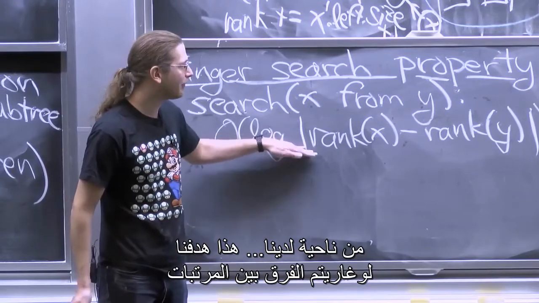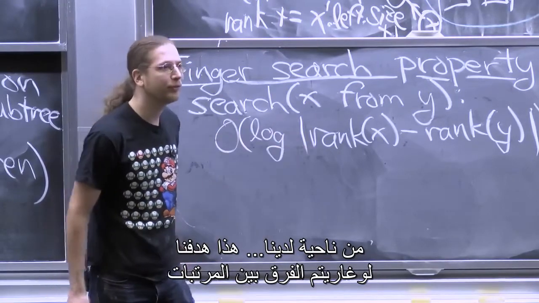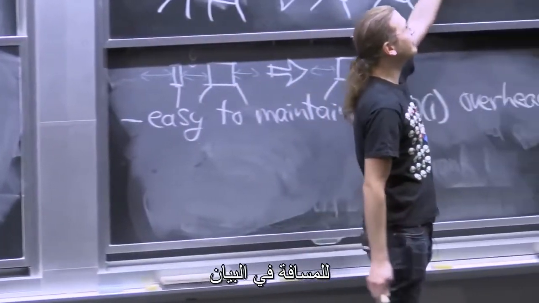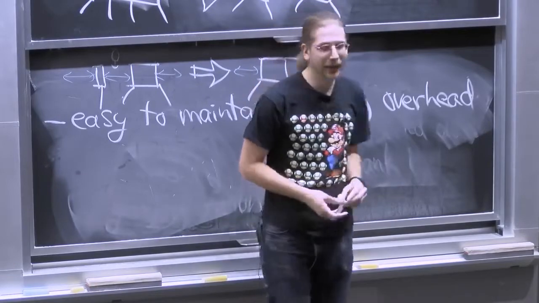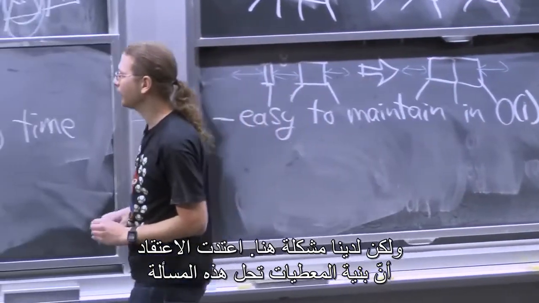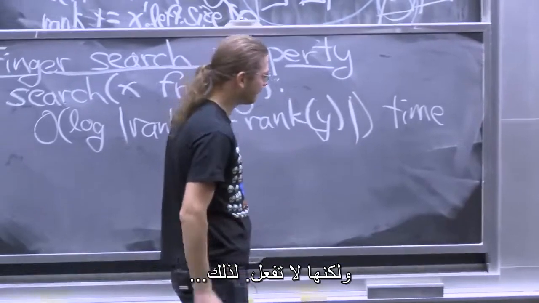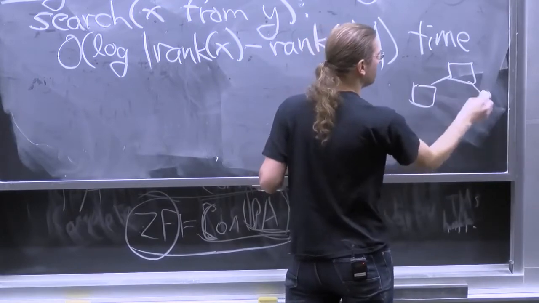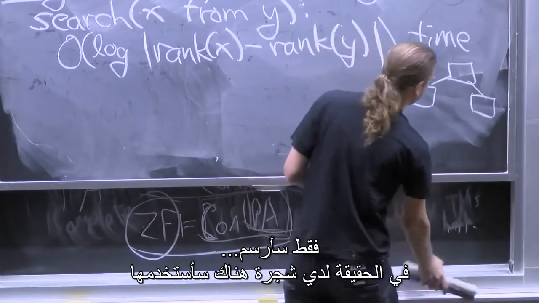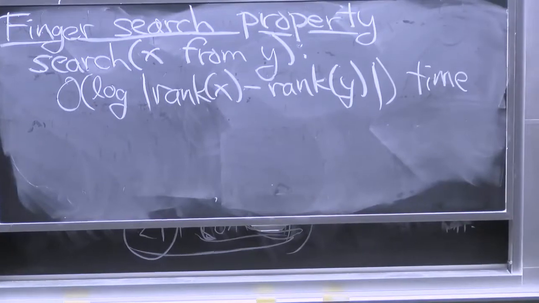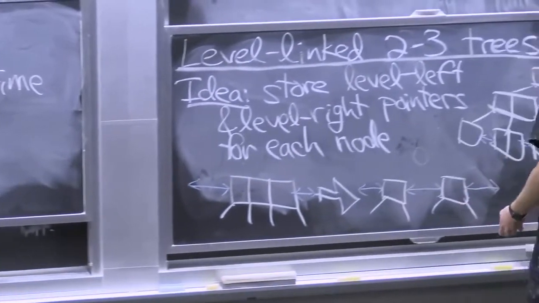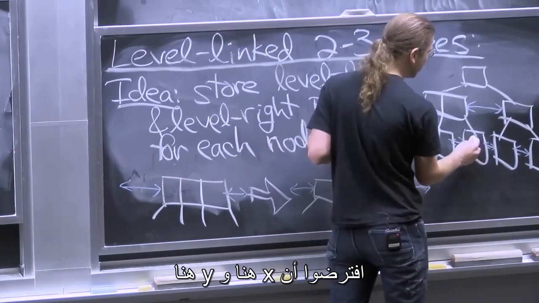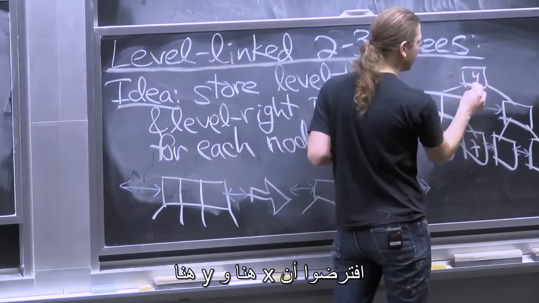On the one hand, this is our goal, log of the difference of ranks. On the other hand, we have the suggestion that what we can achieve is something like the distance in the graph. But we have a problem with this. I used to think that data structure solved this problem, but it doesn't. Let me just draw. Actually, I have a tree right there, I'm going to use that one. Suppose X is here and Y is here.